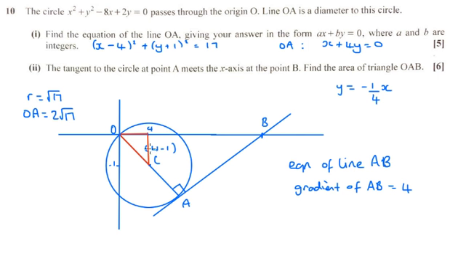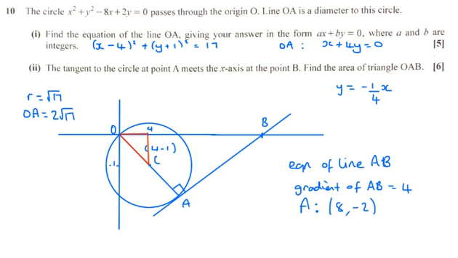We also even know the coordinates of A. Because we know C's coordinates is 4 across and 1 down, to get from C to A, we're just going to do the same thing again because it's a diameter. So A's coordinates are 4 across and 1 down from C. So that's going to be 8 across and 2 down.